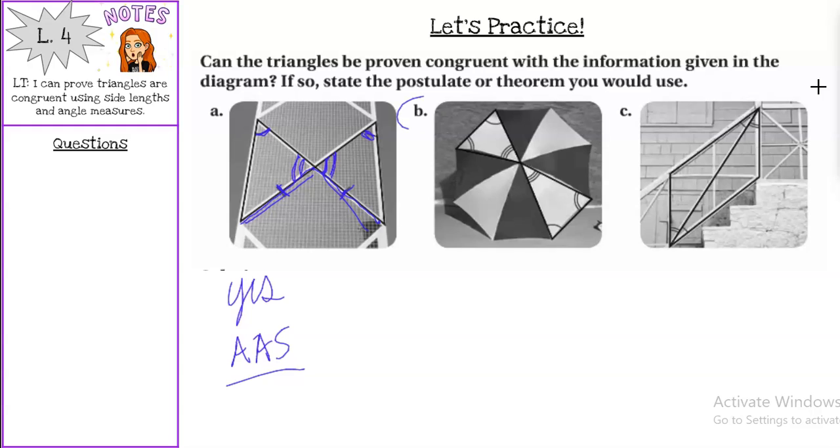On our part B, if we look, all the angles are congruent, but we don't have any information about the sides. So we don't have enough information to say that these triangles are congruent.